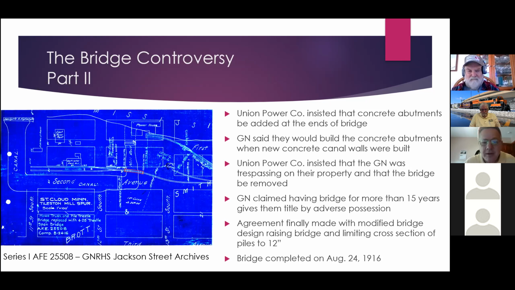So they finally made an agreement, and the canal agreed to allow the bridge for two things. One is to raise the bridge so it's higher, so they could have higher water flows than before. And the second was to limit the cross section of the piles to 12 inches. So they finally completed the new bridge in 1916, but it stayed a single track trestle bridge. So the mill didn't get their way. The track arrangement stayed the same, but they did raise the bridge.